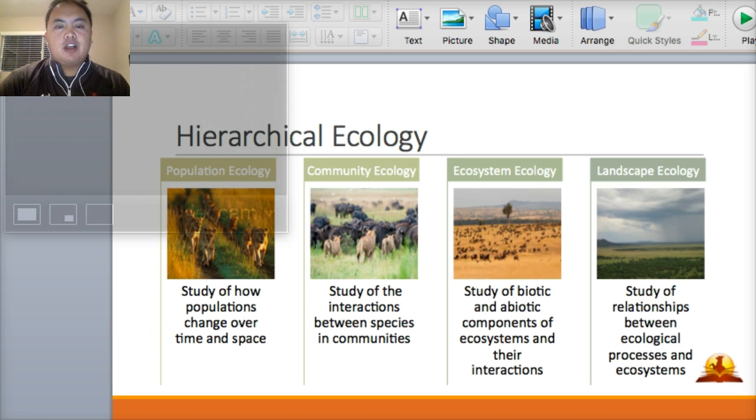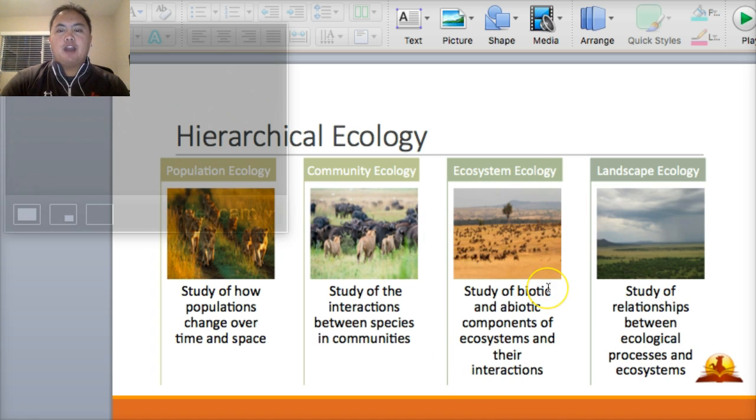So population ecology is the study of how populations change over time and space. So again, if we studied alpacas, you could talk about how that population of alpacas has changed over time and space. Community ecology is the study of interactions between species and communities. So you can see alpacas, but you see them with, I can't tell in the background, but it's like buffalo or something. But the study of the interactions between species and their communities.